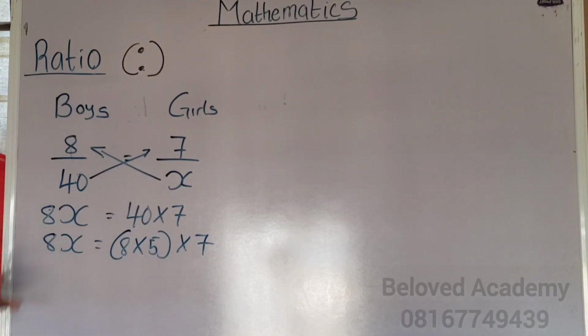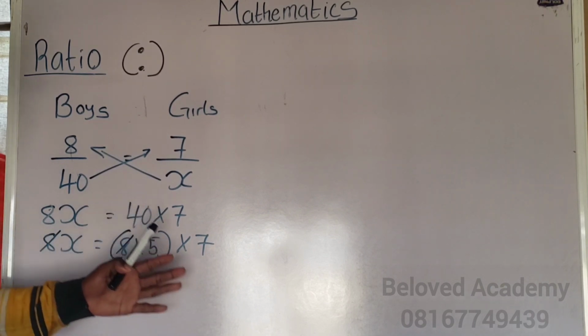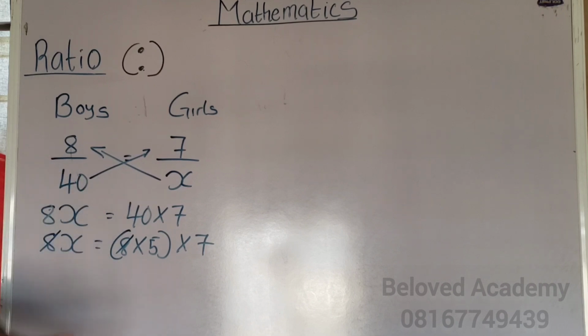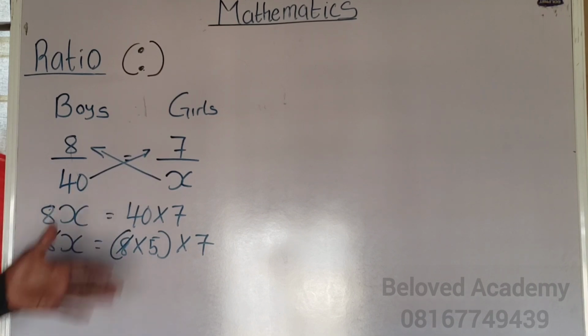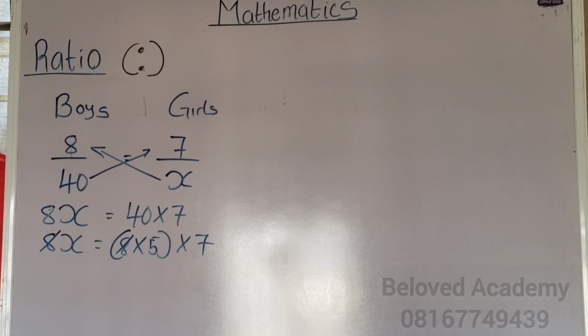So this 8 can cancel this 8. I'm very sure you understand what I did. I don't want to make use of a calculator here. You can do this without a calculator. If you are given this in an objective exam, you just solve it and get your answer quickly, so you move to the next question.